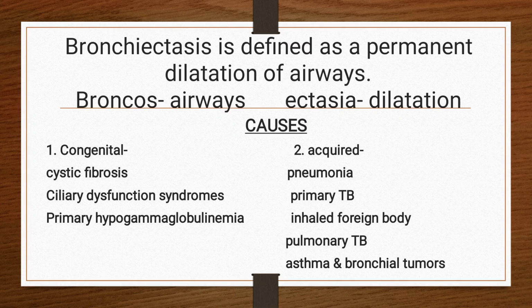Bronchiectasis is caused mainly due to congenital diseases like cystic fibrosis, ciliary dysfunction syndromes, or primary hypogammaglobulinemia, etc. Or it can also be caused due to acquired diseases like pneumonia, primary TB, inhaled foreign body. These three diseases are mainly seen in the children, or in conditions like suppurative pneumonia, pulmonary TB, asthma, bronchial tumors. These diseases are seen mainly in the adults.